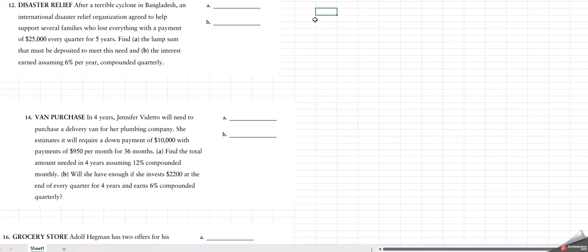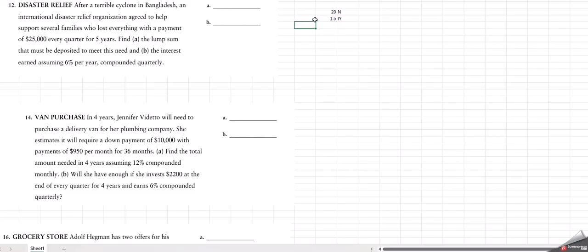So we're going to put it into our financial calculators. So our N is going to be 5 times 4. Now I'm in Excel, so it's going to want me to do it like a formula. So 5 times 4 is 20, and that's going to be my N. The IY is going to be 6%, but then divide that by 4. So 1.5 is the IY.